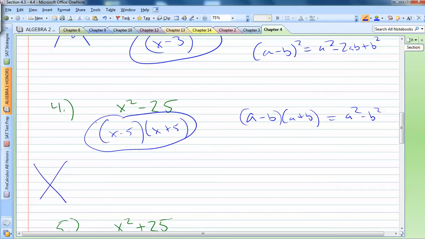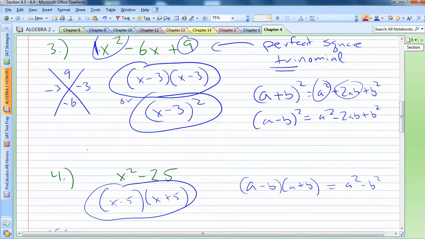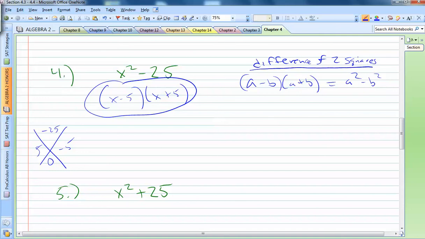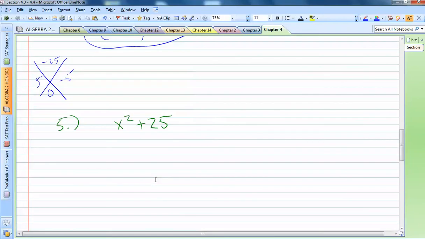And that's it. We're done. Or, if you want to do what we did earlier, a times c is negative 25, but there is no b, so it's 0. So it has to split as 5 and negative 5. So you could do number 4 like we did number 1 and number 3. But if you just think about it, that's a difference of 2 squares, because you're subtracting 2 terms and they're both perfect squares. Now, if you didn't have that, then you're done. So that would be the case for number 5.